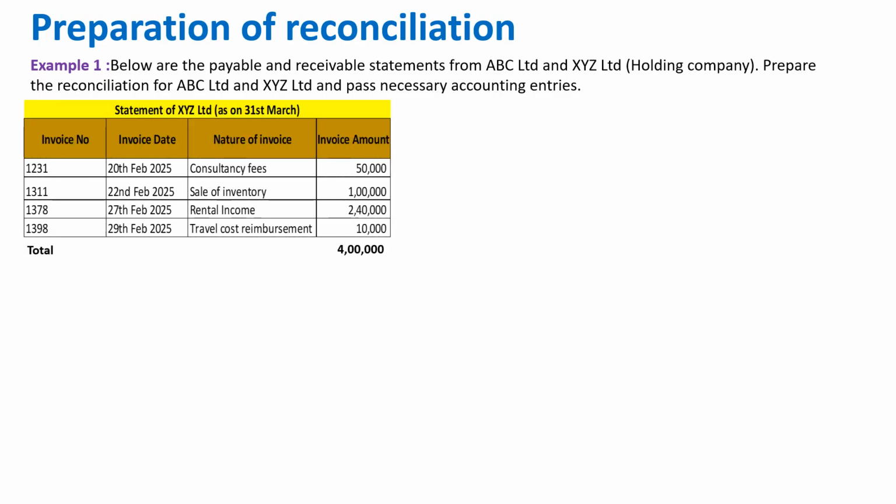So here is the statement of XYZ Limited, the holding company. What you see here, there are four invoices which are raised to whom? To ABC Limited, right?